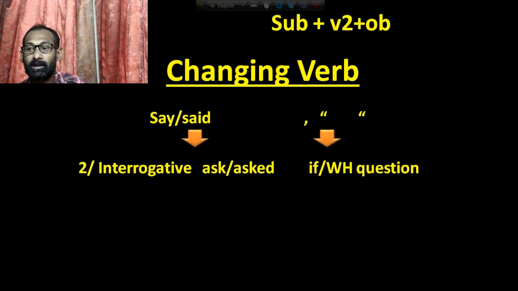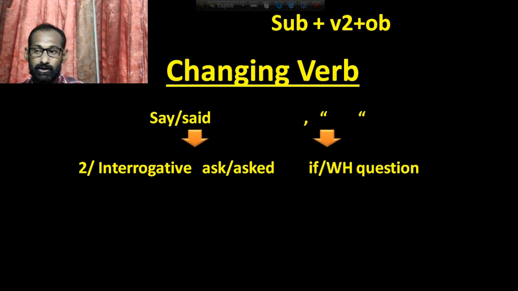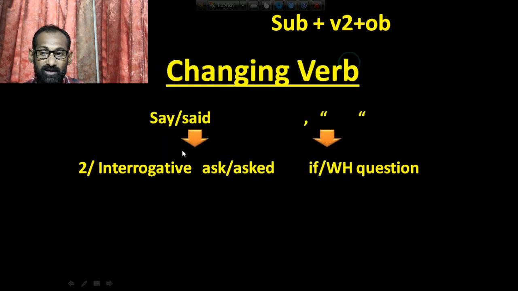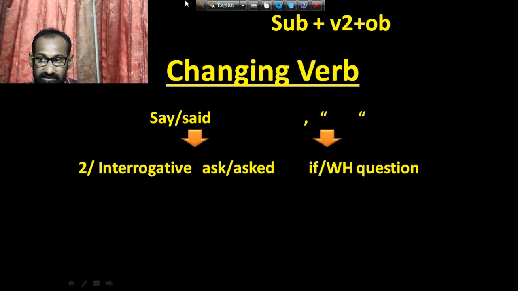Then in interrogative sentence we have to use ask or asked. Ask for present tense and asked for past tense. We have to use ask or asked instead of say or said. Okay, and we have to use if or WH question instead of inverted comma. We know that we can start an interrogative sentence in two ways, using auxiliary and using WH question, and the next structure will be subject plus verb 2 plus object.